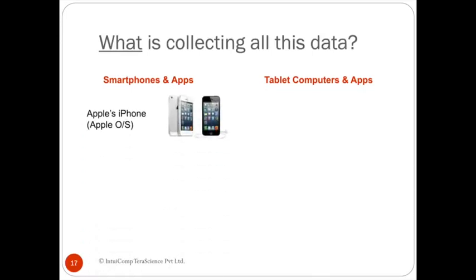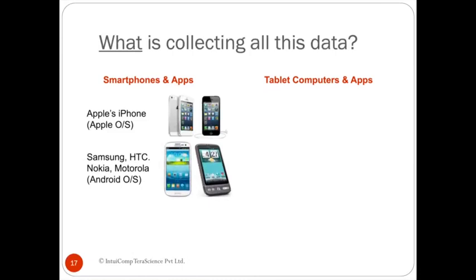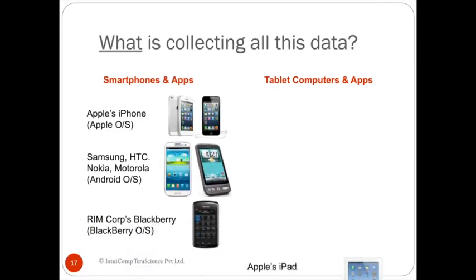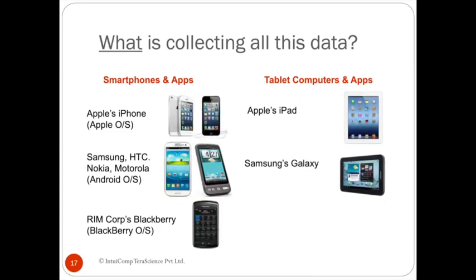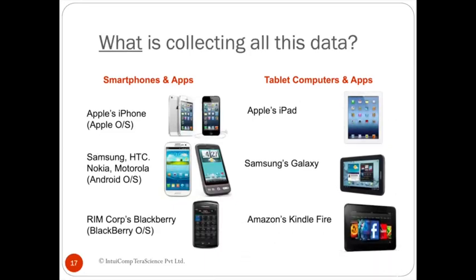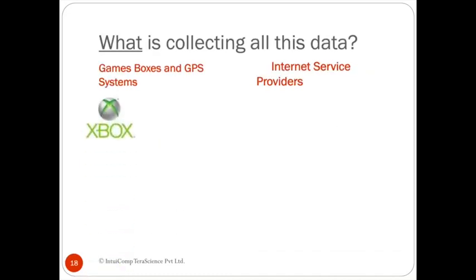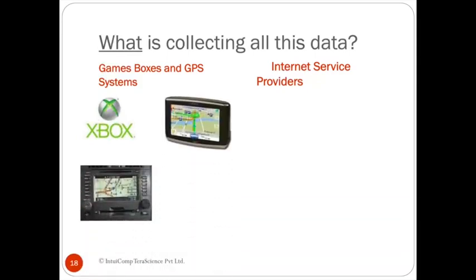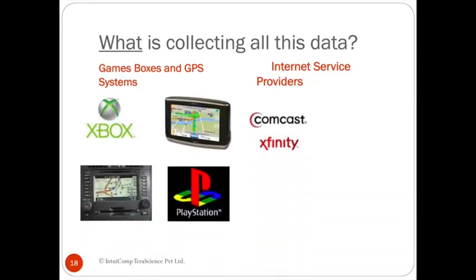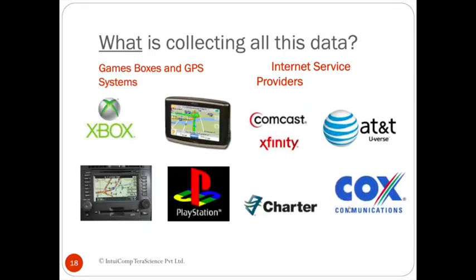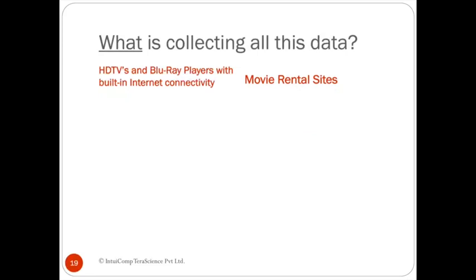Now what is collecting all this data? Smartphone apps: Apple iPhone, Samsung, HTC, Nokia, Android OS, and RIM, BlackBerry's operating system. Tablets and computers are also collecting the data, like Apple's iPad, Samsung Galaxy and Amazon's Kindle Fire. Also game boxes, GPS systems, and internet service providers. We can see Comcast, Cox Communications, Charter and Xfinity. So they provide the internet support.